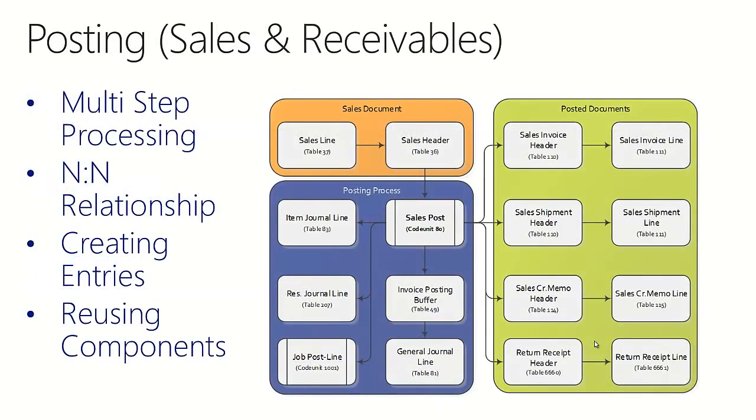Let's have a look at sales posting in Dynamics NAV. From the original document, the system creates posted documents, such as shipping documents and invoices. Using combined invoicing, these documents can have a many-to-many relationship with each other. During the process, entries are created using journals. This way, data integrity is guaranteed.